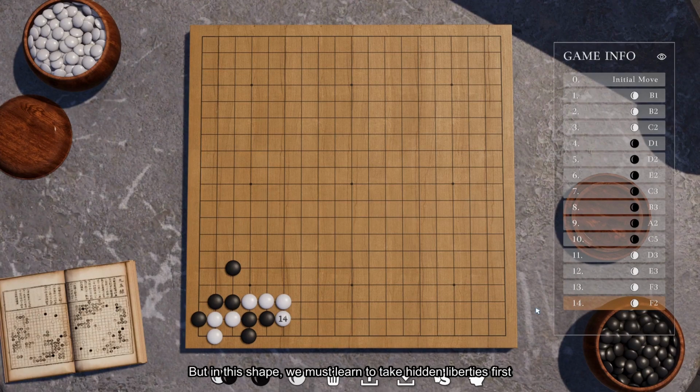But in this shape, we must learn to take hidden liberties first. What is a hidden liberty? We previously learned a concept called control points. Control points, sometimes because the opponent has a tiger's mouth, we cannot play a stone directly inside. For example, this spot is white's tiger's mouth, and this spot is black's tiger's mouth. We cannot directly take liberties like this.